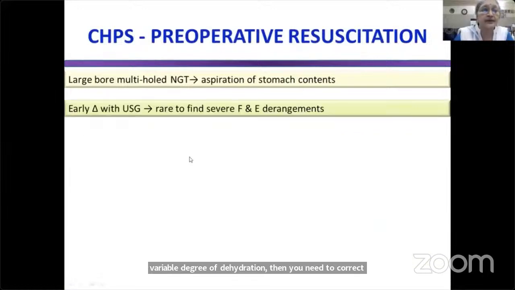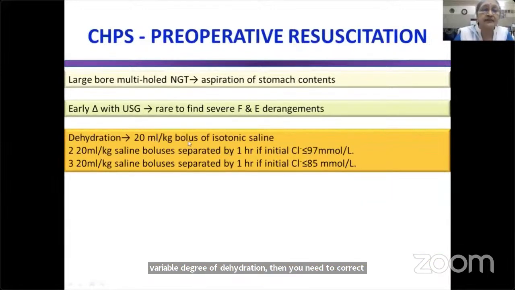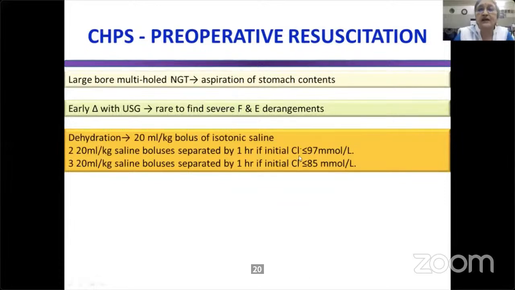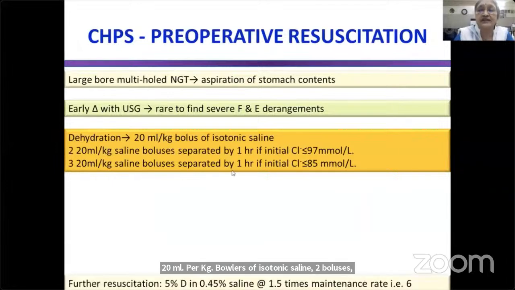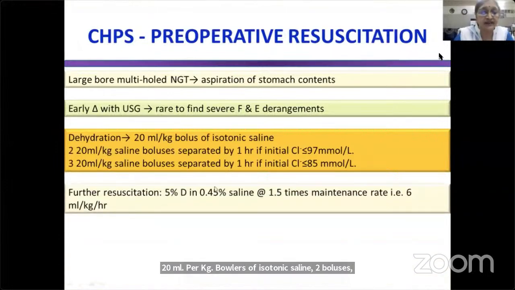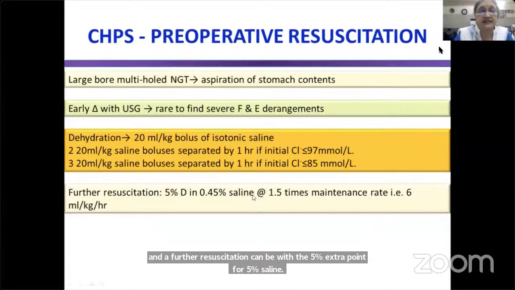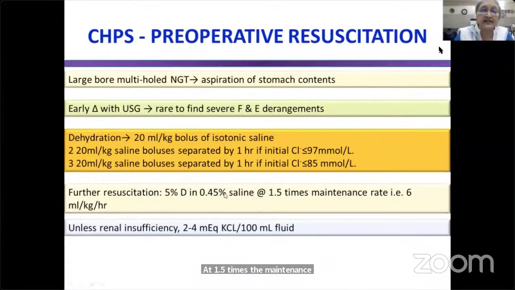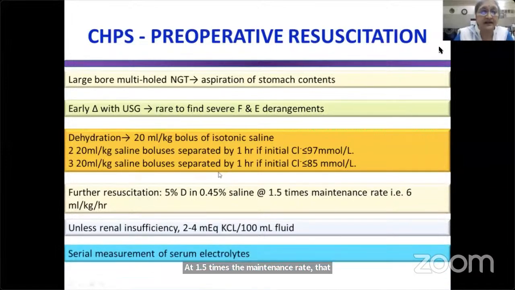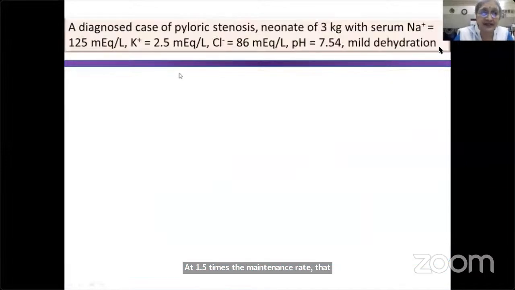So you are going to give a 20 ml per kg bolus of isotonic saline, 2 boluses if the chloride is less than 97, and 3 boluses if chloride is less than or equal to 85. And further resuscitation can be with 5% dextrose in 0.45% saline at 1.5 times the maintenance rate, that is 6 ml per kg per hour. And unless there is renal insufficiency, 2 to 4 mEq potassium can be added per 100 ml. And we need to monitor electrolytes.